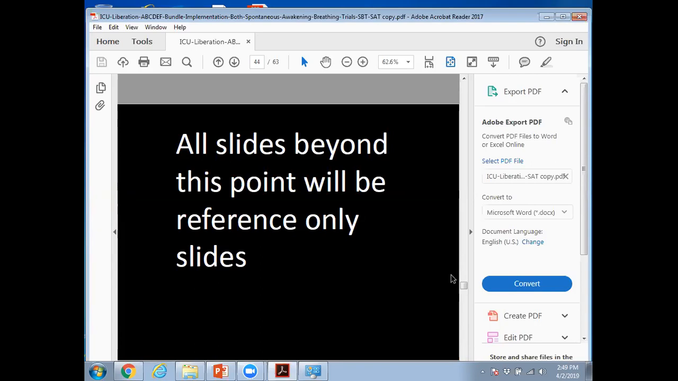So we have some questions, and if people want to ask more questions, they can put them in the chat. Okay, great question here. Is the patient on fentanyl considered on sedation or not on sedation? Nursing, what do you think?